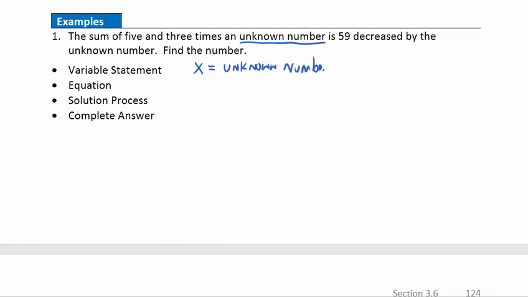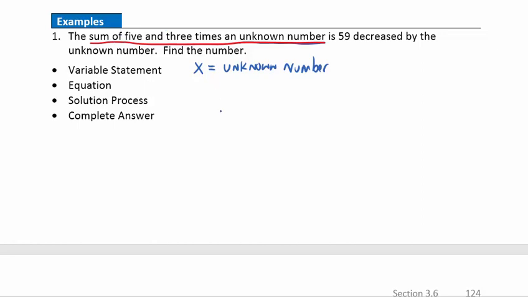We want to write this down because when we get done solving for x, we want to know what x represents in the problem. Once I have the variable statement, I know what my x is going to be, my unknown number. Now I want to go back and translate this sentence phrase by phrase. The first thing I want to translate is: the sum of 5 and 3 times an unknown number.